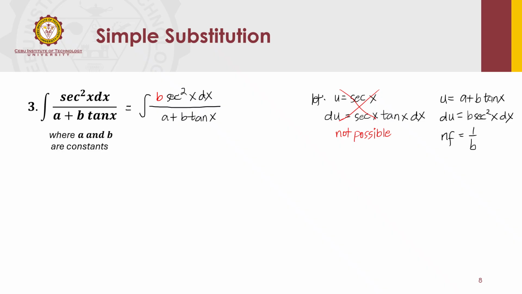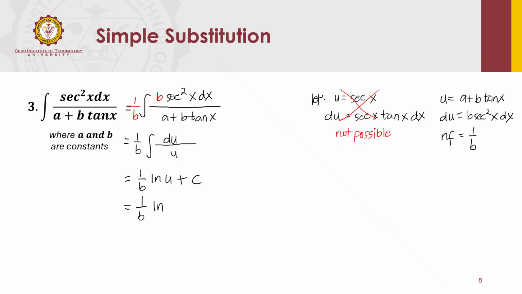So, you inserted b, and balance it by putting its reciprocal 1 over b. Don't worry, because a constant can be taken out. So, therefore, the numerator becomes du already, and the denominator is your u. So, we use the logarithm formula. Okay? So, it's 1 over b times ln of u plus c. And don't forget to put back the original variable x, so u is a plus b tangent x.